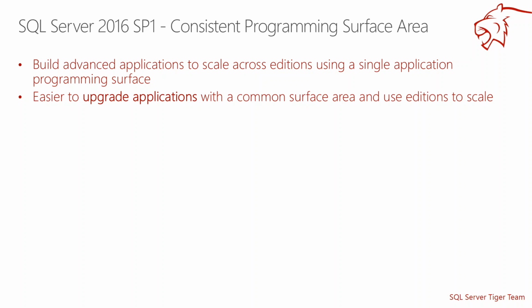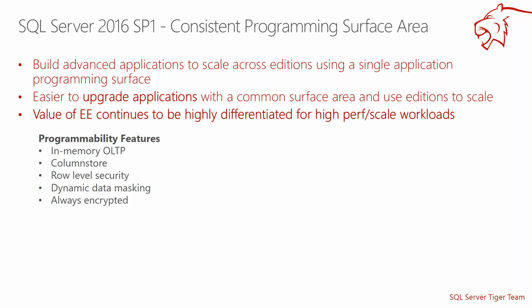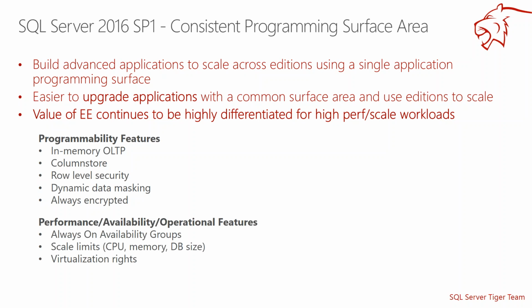These were the design goals which we had in mind when we were looking to provide these enhancements for customers with SP1. So some of the programmability features like in-memory OLTP, Columnstore, row-level security, dynamic data masking, and Always Encrypted are lighted up now in all the lower SKUs. So if you're using Express Edition, you can use in-memory OLTP, Columnstore. You can, in fact, optimize your application to use Columnstore compression and achieve better performance and results even with Express Edition. The only differentiators for Enterprise Edition are now performance, scale, availability, and operational features. There are differences in Always On availability groups, scale limits, and virtualization rights. Those are the core differences in the Enterprise Edition, whereas the programmability features are now the same or flattened across all SKUs.